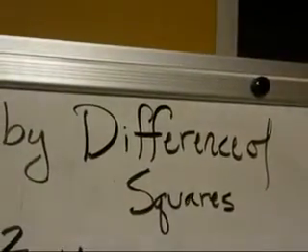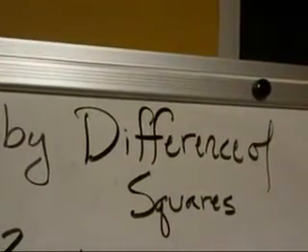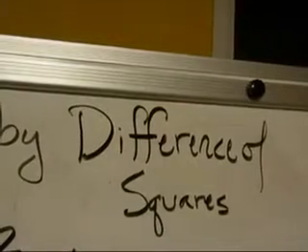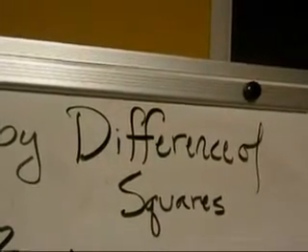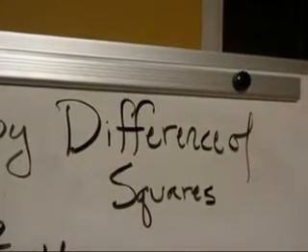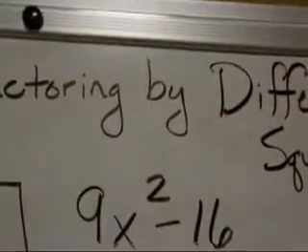Now let's do factoring by difference of squares. A difference of squares problem means that you have something that's a perfect square minus another perfect square. Remember that difference is just a fancy word for subtraction.